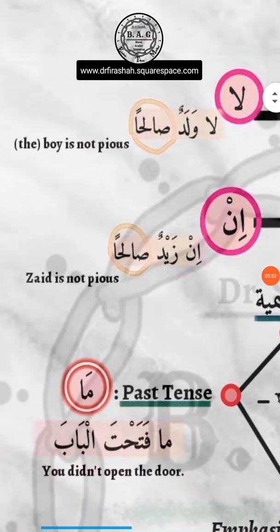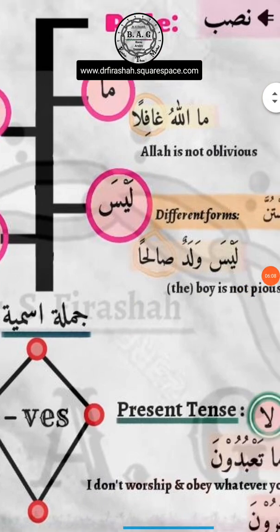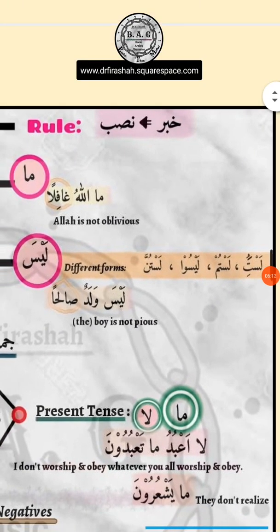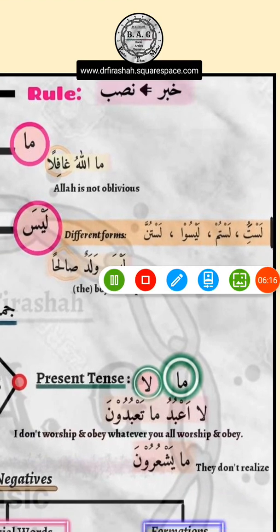All right, next you have in zaidun salihan. Zaid is not pious. Once again, khabar is mansub, right? Then next we have laysa. Laysa has the same rule, that the khabar has to be nasab.